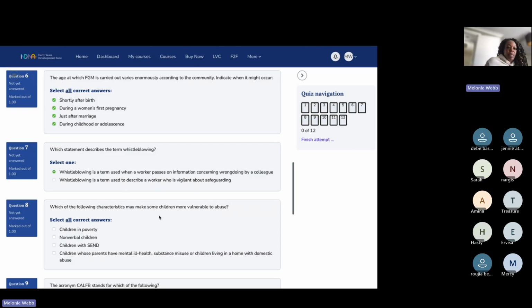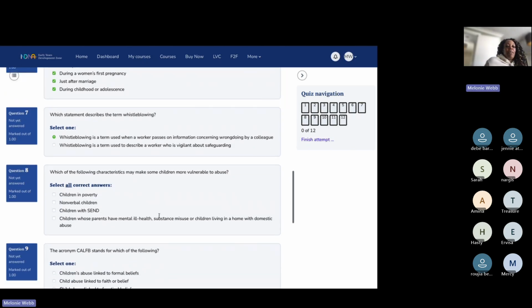Which of the following characteristics may make some children more vulnerable to abuse? Children in poverty, non-verbal children, children with SEND, children whose parents had mental ill health. All of them.